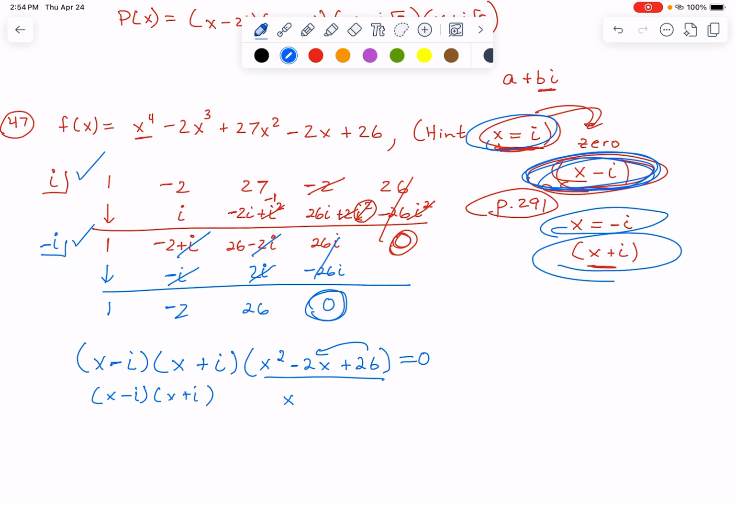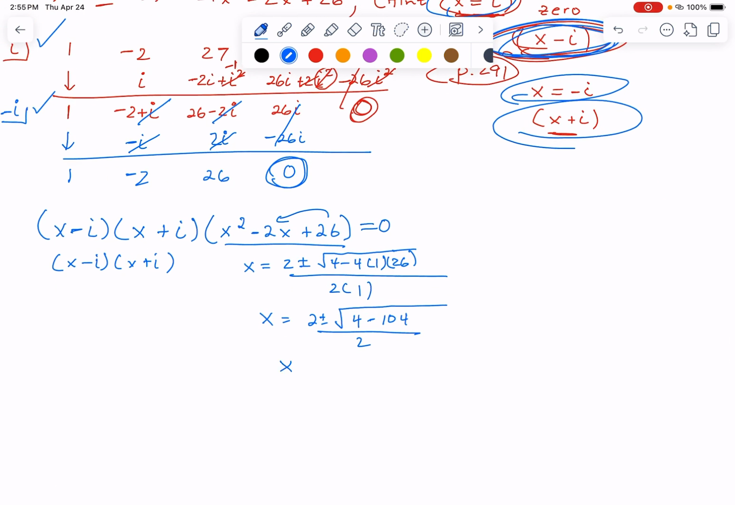So let's go to the quadratic formula. It'll be negative b, which is 2, plus or minus the square root of negative 2 squared, which is 4, minus 4 times 1 times 26, all over 2 times 1. So that's going to give me x equals 2 plus or minus the square root of 4 minus 104. Oh, that's going to work out slick.